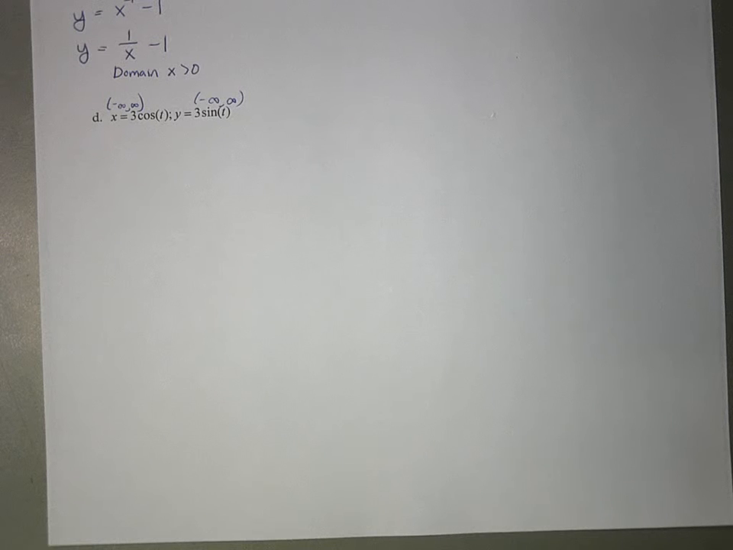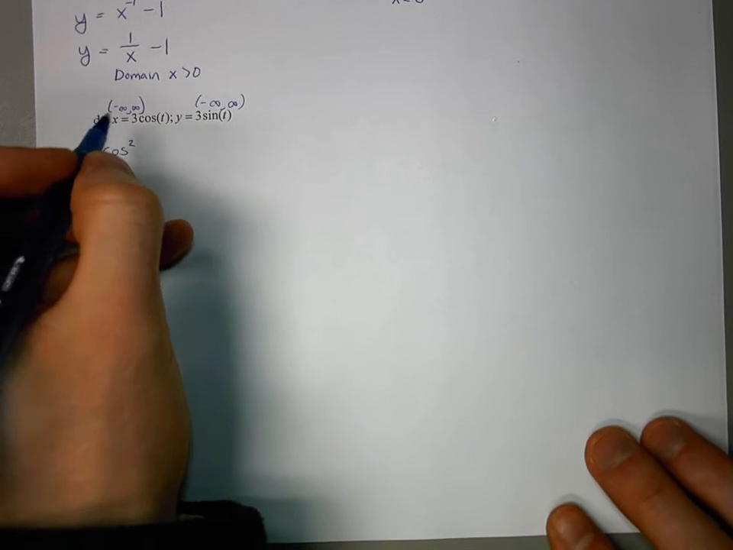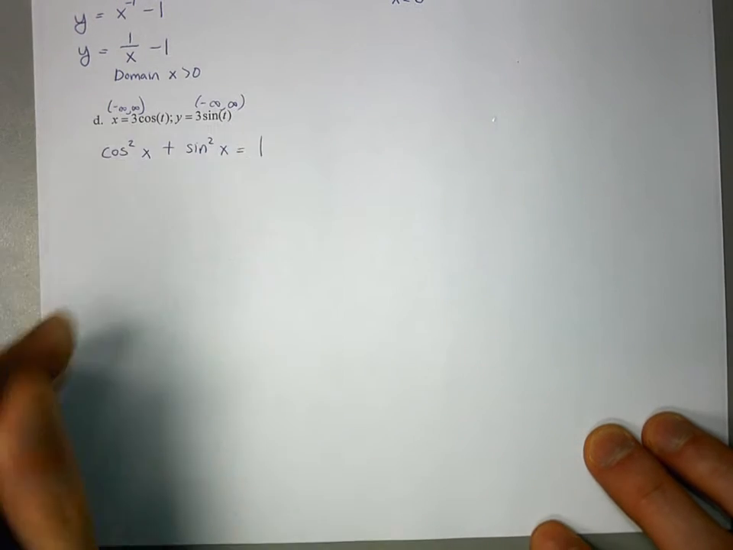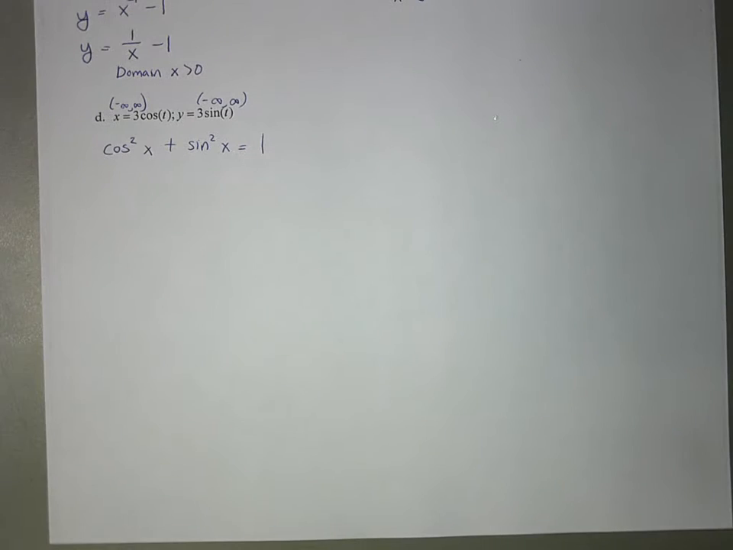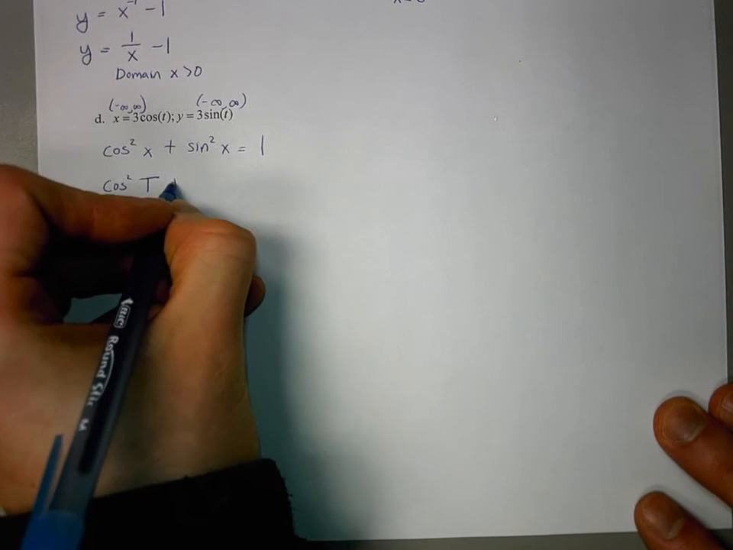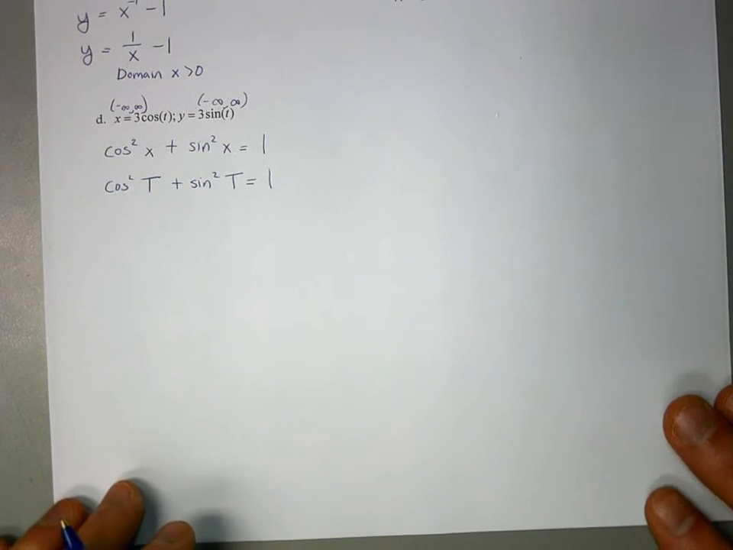When we deal with trig functions, we usually have to tie in one of our trig identities. And since I'm talking about sine and cosine, the one relationship that we have is we know the cosine squared of x plus sine squared of x is equal to 1. Now we're going to use the same approach with parametric forms. But instead of saying cosine squared of x, we're going to say the cosine squared of t. And instead of the sine squared of x, we're going to say the sine squared of t.